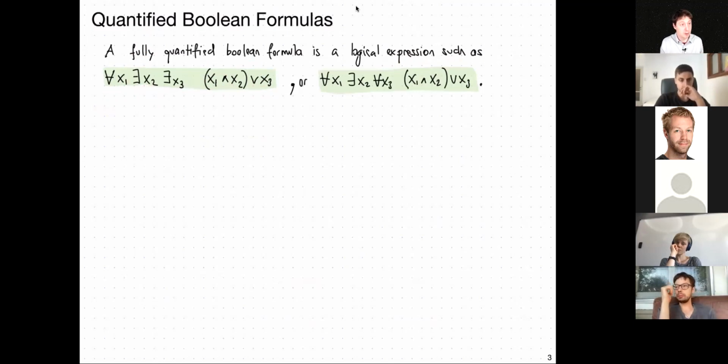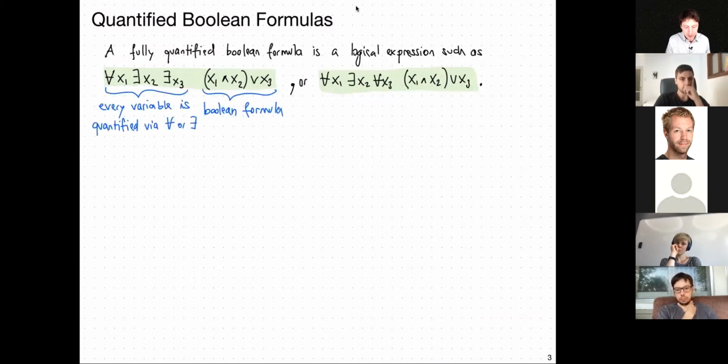And of course, the order of the quantifiers matters. This expression either evaluates to true or it evaluates to false, and we'll evaluate both of these. Another example is for all x1, there exists x2 such that for all x3, this expression is true. More generally, you just have a Boolean formula, and every variable appears with some quantifier, either for all or there exists.